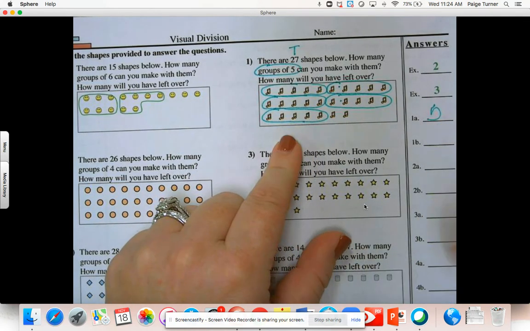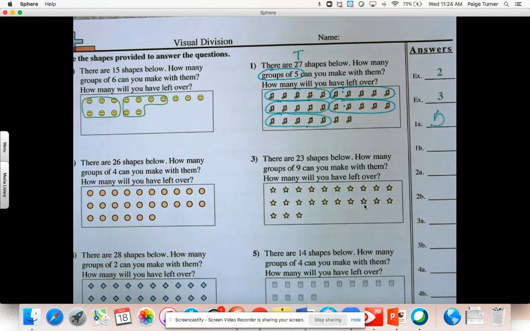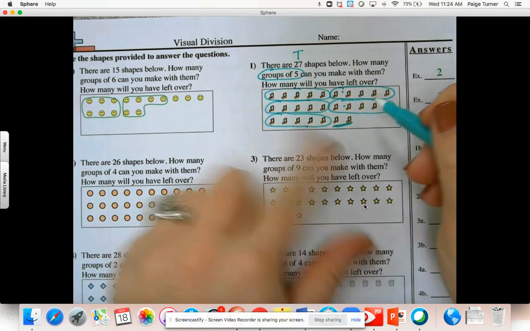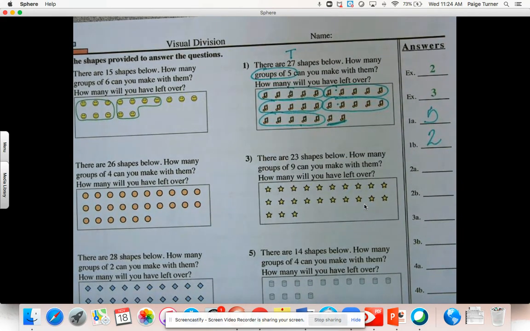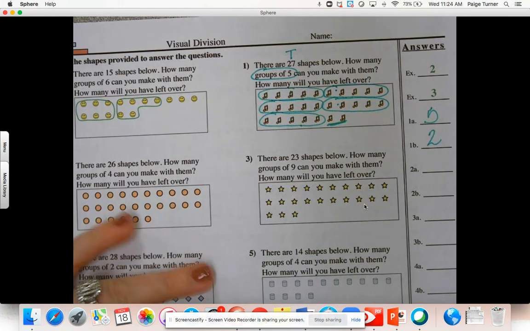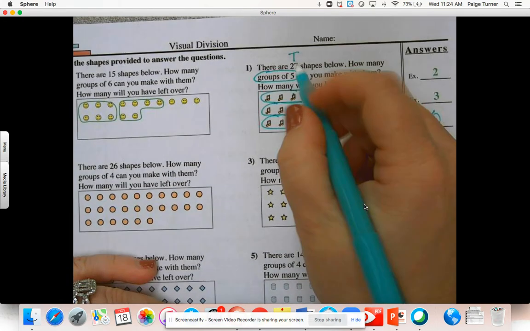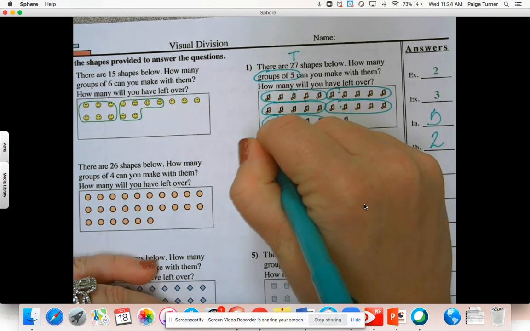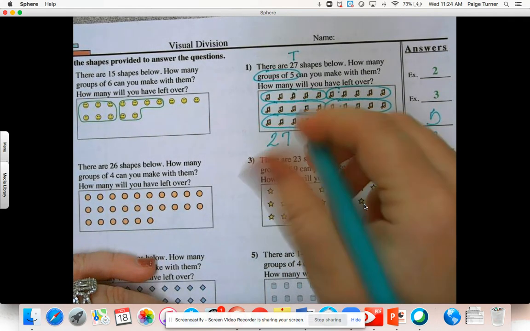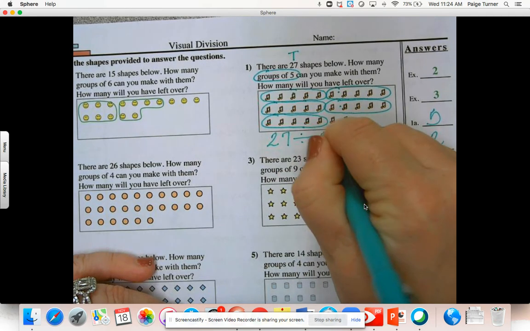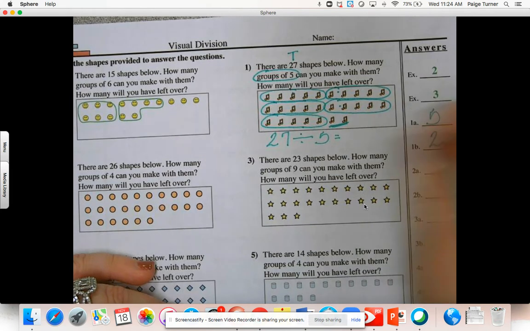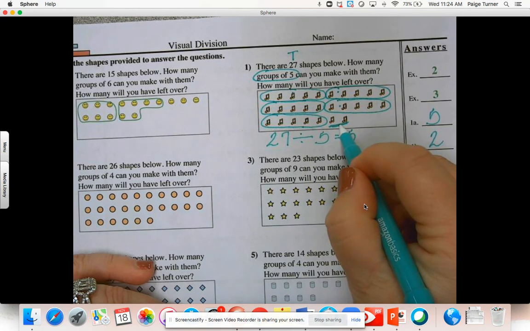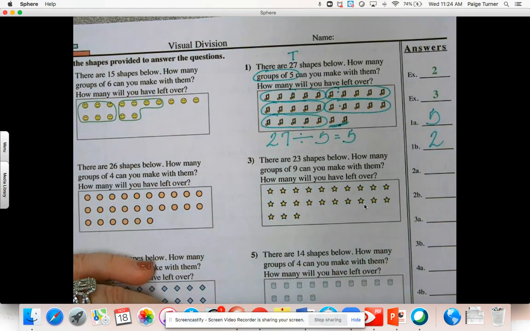And then the other part of our question is how many were left over. So we had 2 shapes left over. So if we were actually to express this as a division problem, here's what it would look like. And write this with me. We're going to take our total, which is 27. We divided it into groups of 5. So that's 27 divided by 5. How many groups did we make? We made 5 groups. And then how many shapes were left over? We had 2 shapes left over.